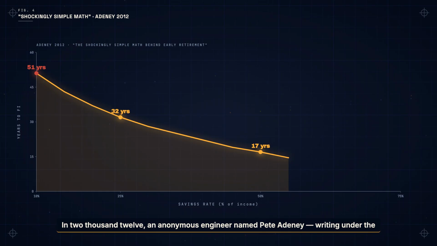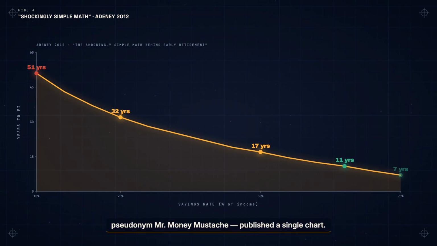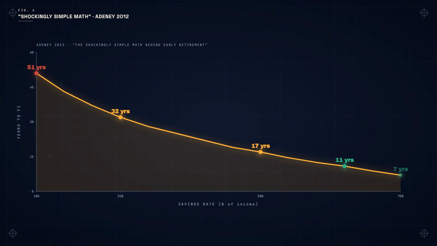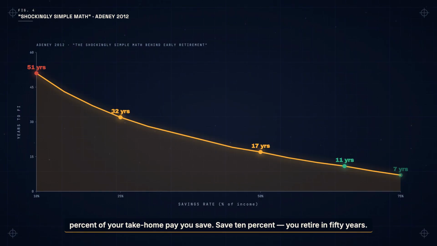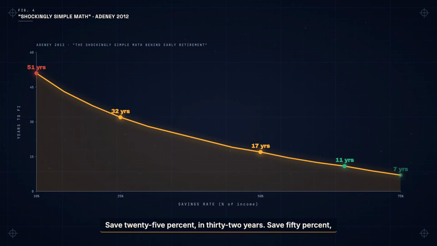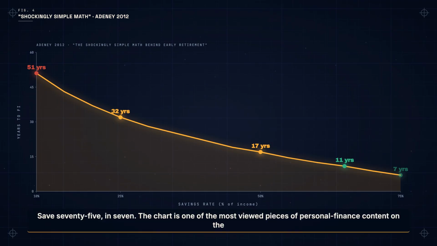In 2012, an anonymous engineer named Pete Adeney, writing under the pseudonym Mr. Money Mustache, published a single chart. On the y-axis, years until you can retire. On the x-axis, percent of your take-home pay you save. 10%, you retire in 50 years; save 25% in 32 years; save 50% in 17; save 65% in 10 and a half; save 75% in 7.